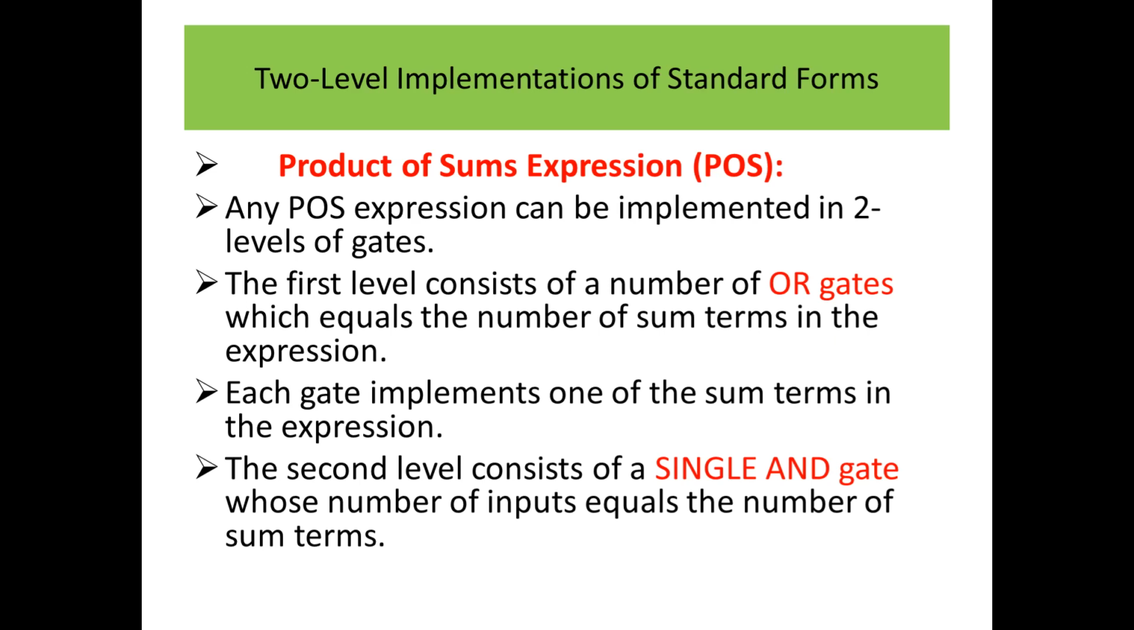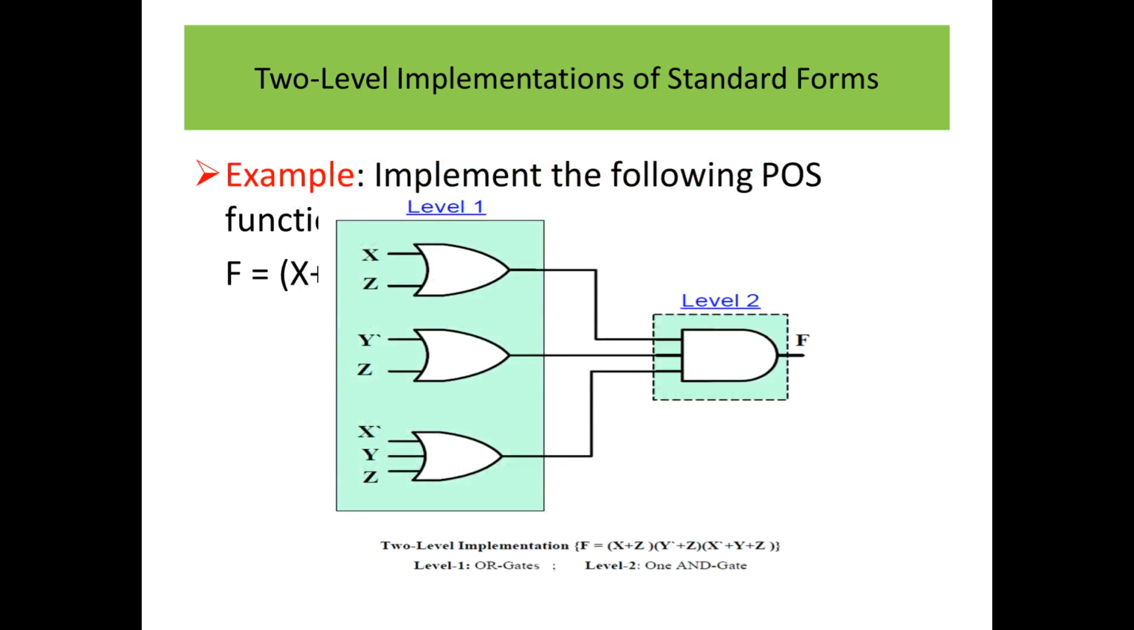Students, let us understand through an example. Implement the following product of sum expression. This is a sum term, this is another sum term, and this is another sum term, all ANDed together. So it is a product of sum terms. How do you implement X plus Z?